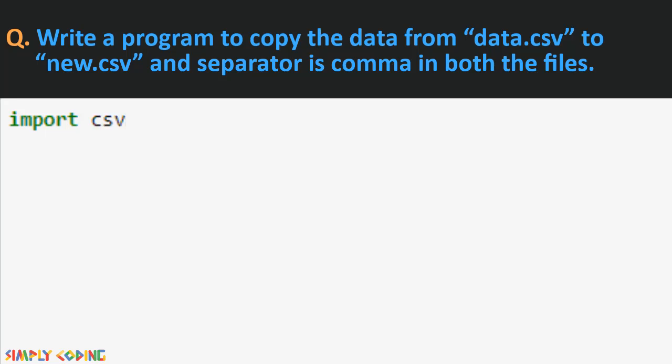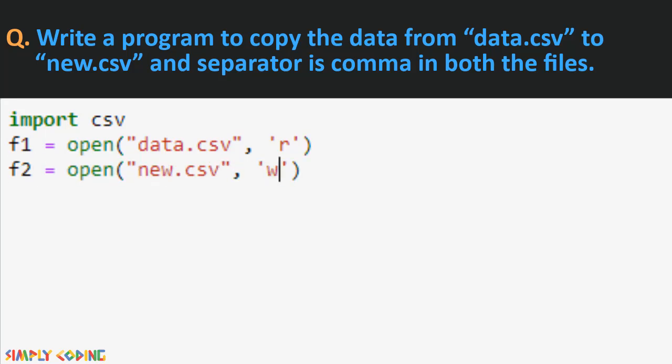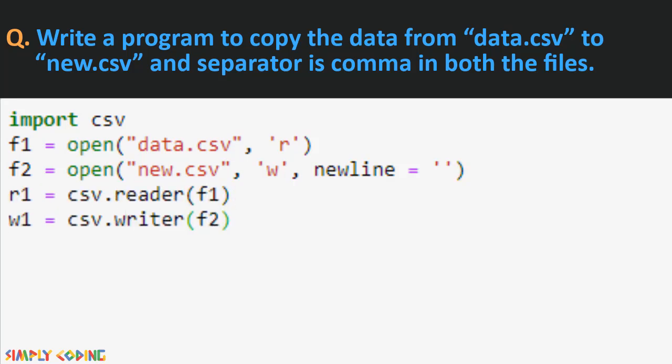We will first import the csv module. Then we will open the first file in read mode and the second file in write mode. Next we will call the csv reader and writer functions to get the respective reader and writer objects. Make sure you pass the correct file handles here. Next you will write the standard for loop to read from the reader object. Inside the loop, instead of print, you will just write the row to the second file.